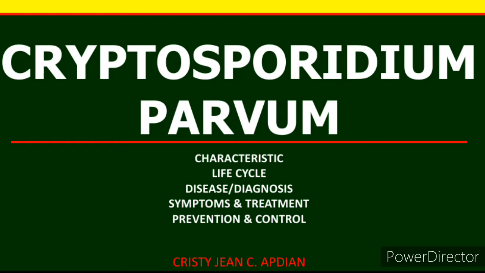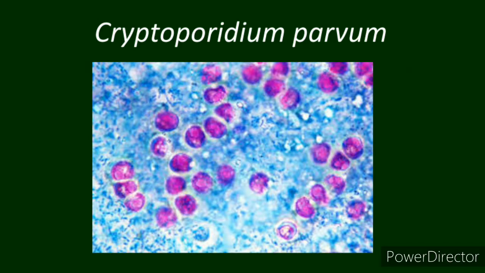A species of protozoan parasite which is called Cryptosporidium parvum. For this video, I am going to focus on its characteristics, life cycle, disease and diagnosis, symptoms and treatment, and prevention and control. This is the microscopic image of an oocyst of Cryptosporidium parvum. By the way, an oocyst is a cyst containing a zygote formed by a parasitic protozoan.